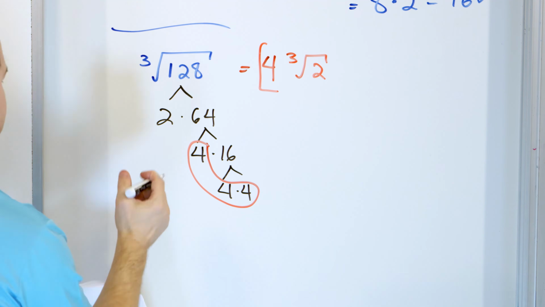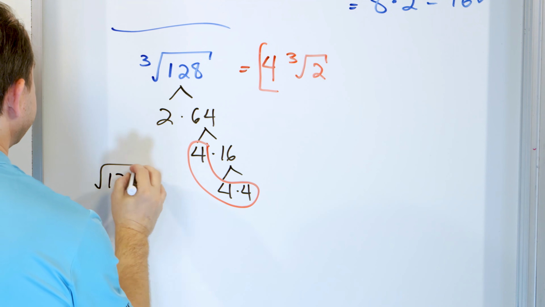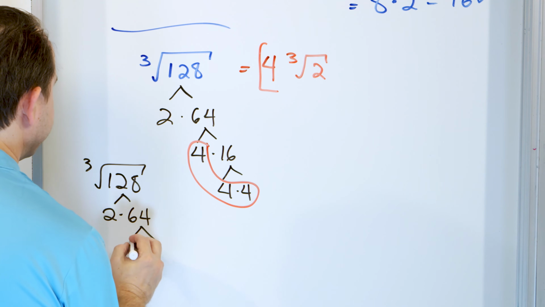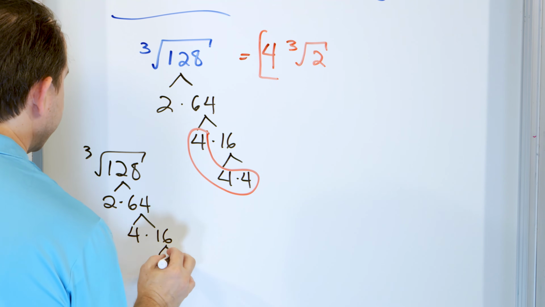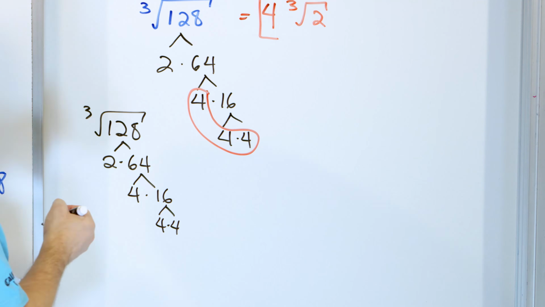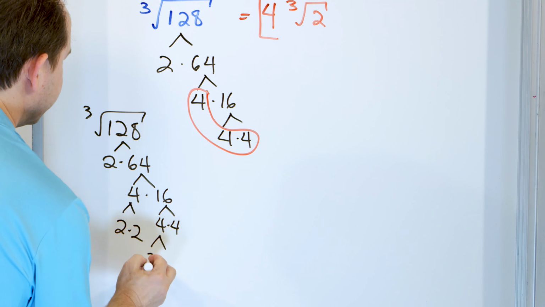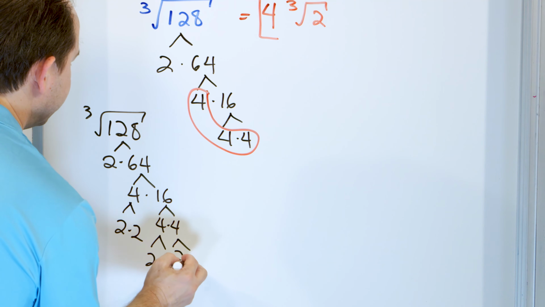All right, let's do it again real quick. 128, we're taking the cube root of that. We said 2 times 64. We said 4 times 16. We said 4 times 4. All right, now let's say you didn't see the triplet here. Okay, so this is 2 times 2. This is 2 times 2. And this one here is 2 times 2.